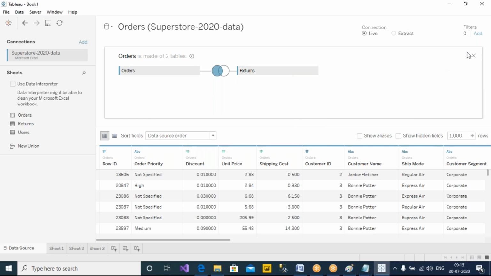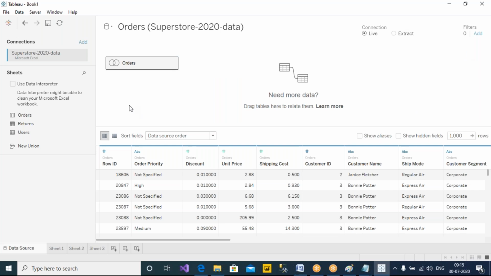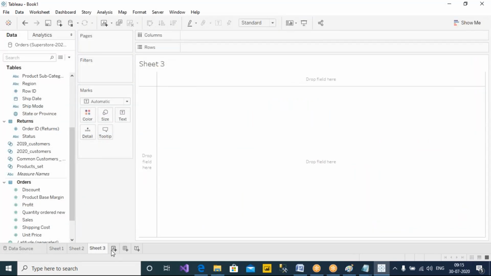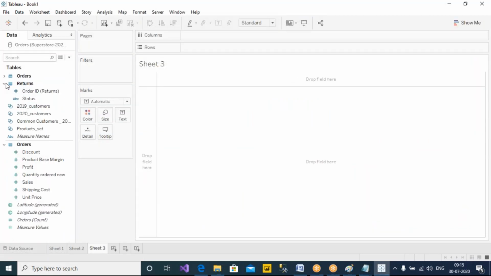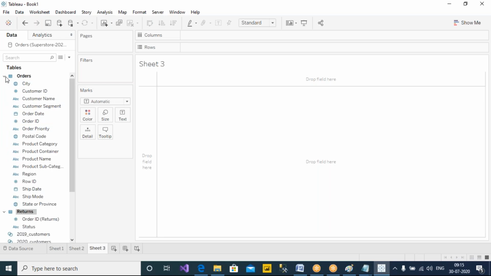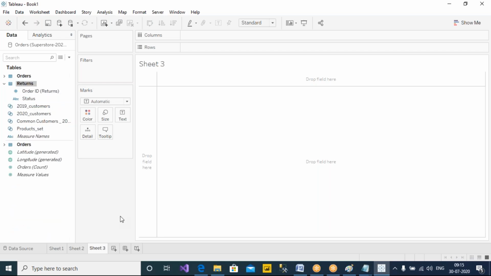So just close this window. You can close this cross mark, and the symbol will be something like this. So it is displaying that there is some kind of a join between them. And go to the sheet, and you can see that we are now getting two different tables here. So that's how we have to use the joins in the new version of Tableau.